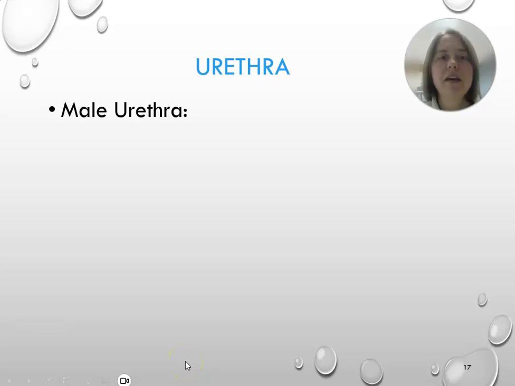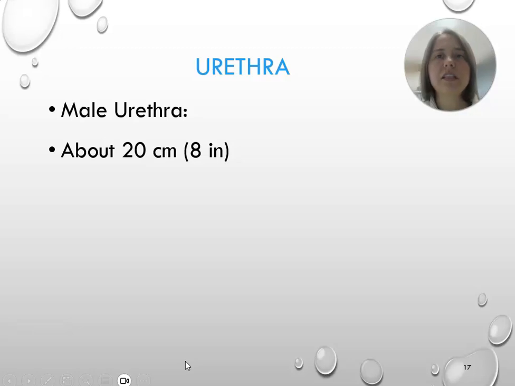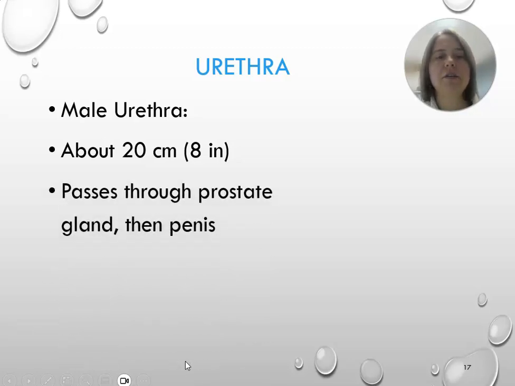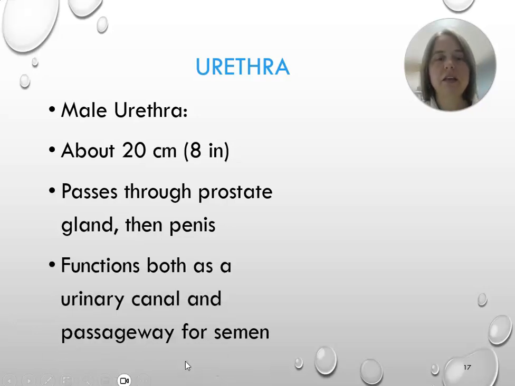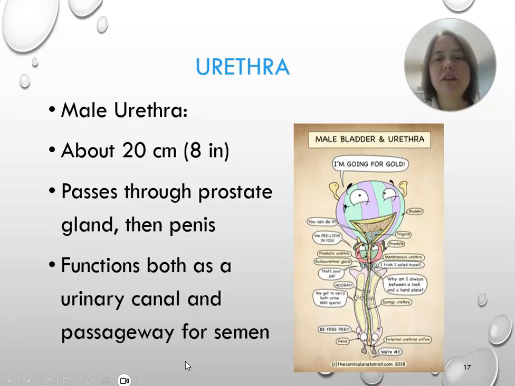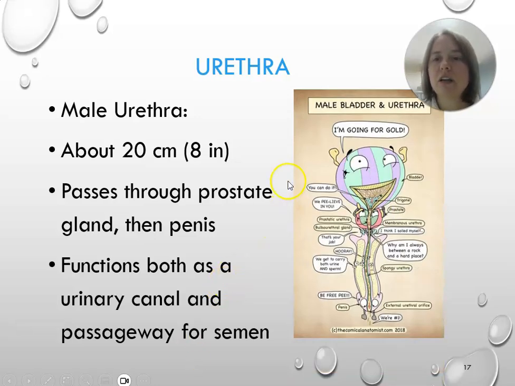Okay, let's take a look at the male urethra. That is quite a bit longer. It's about 20 centimeters or 8 inches, and it passes through the prostate gland, then through the penis, and it functions both as a canal for urine and a passageway for semen. So here is a cartoon. We have the urinary bladder, and then the urethra goes through the prostate gland, through the penis, and then urine leaves the body.